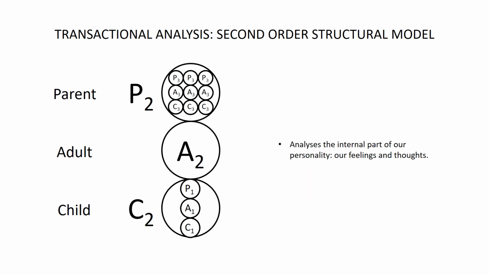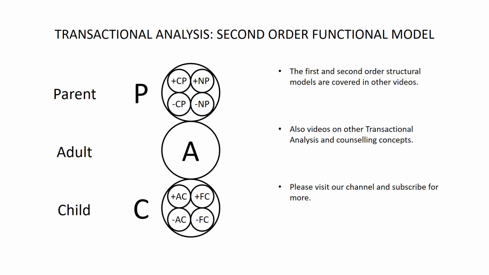When analysing personality using the ego state model, however, assessing behaviour is only part of the story. The internal parts of our personality, our feelings and thoughts, are addressed by the second-order structural model. The second-order structural model and the first-order structural model are dealt with in other videos.